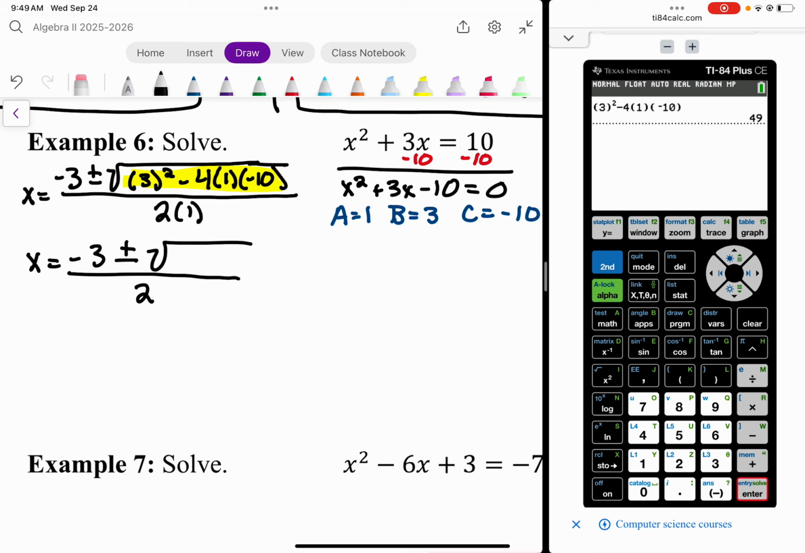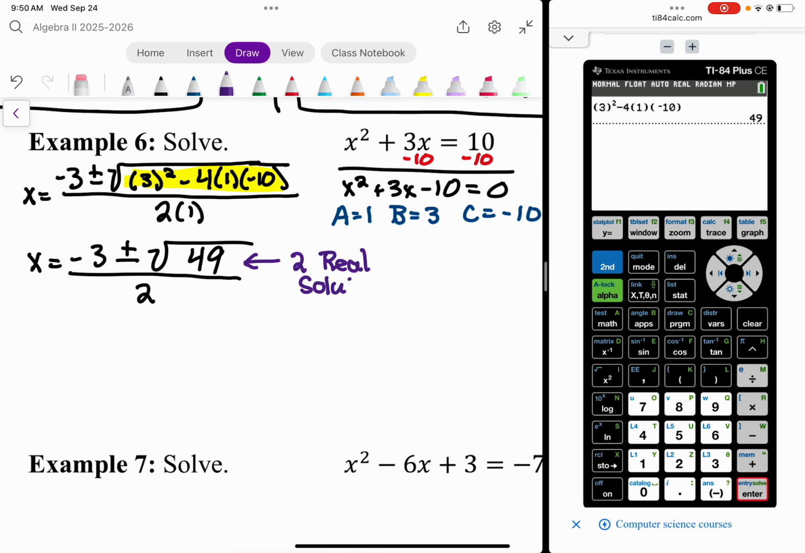Okay. This one, we get the square root of 49. Now this 49 is positive or greater than 0. So because it's positive and greater than 0, that tells us we're going to get 2 real solutions. That means there should be no i's anywhere in our answers here.